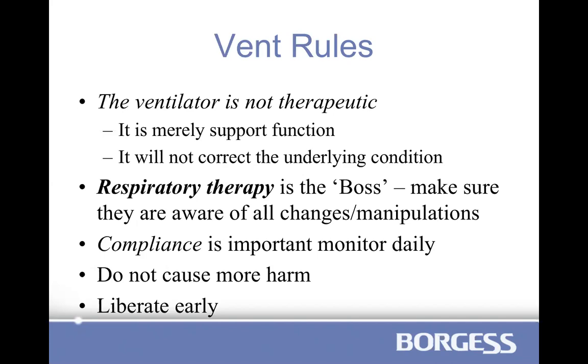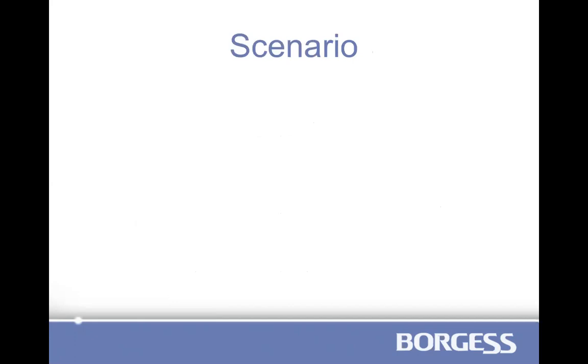Do not cause more harm with the vent. The vent is not a benign machine. The vent can cause problems. So we want to limit the problems that are caused by something that we are hoping will support and prolong life long enough to correct the underlying condition. Also, liberate early. Liberate is basically what the intensive care team talks about when they talk about extubation. So we're all on the same page on terminology.